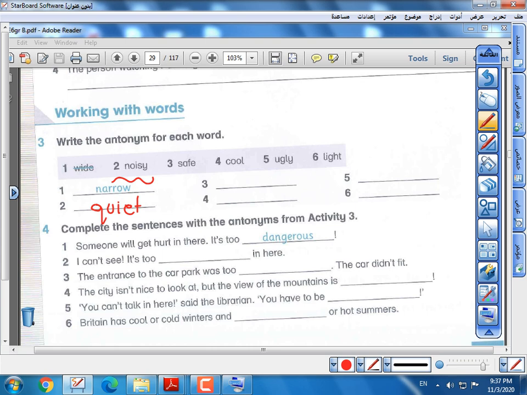Well, let's move to number 3. Safe. And we all know the meaning of safe, which is آمن. The antonym for this word is dangerous. عكس safe اللي هي dangerous. Number 4. Cool. And the antonym for cool, طبعا معناها بارد, and the antonym for this word is warm اللي هي دافئ. Okay, warm اللي هي معناها دافئ.